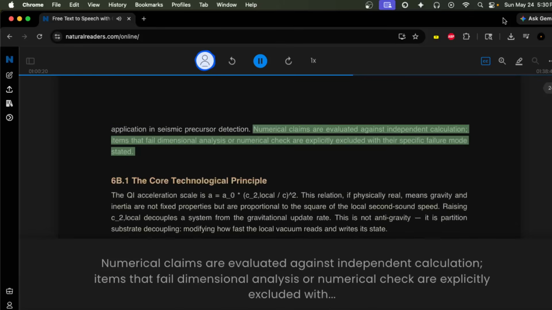Numerical claims are evaluated against independent calculation. Items that fail dimensional analysis or numerical check are explicitly excluded with their specific failure mode stated.